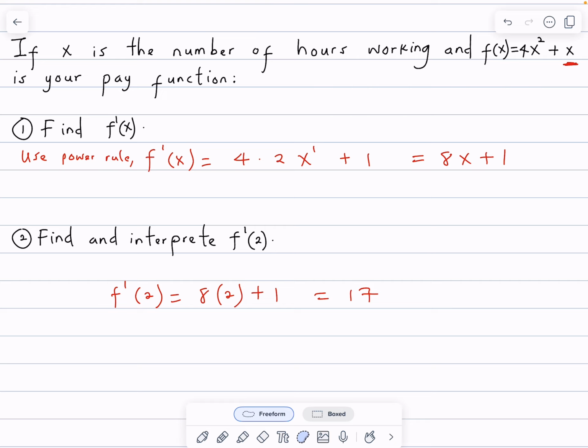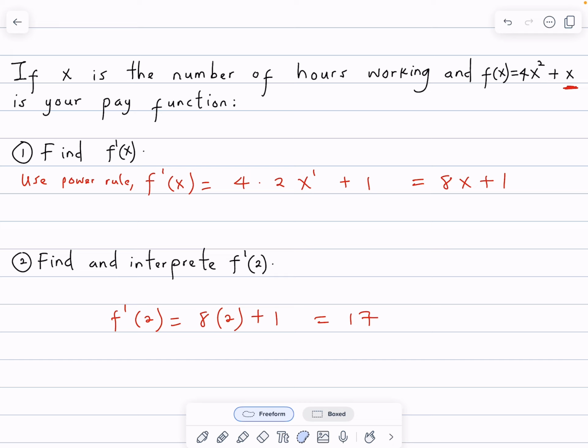So this actually means that if I spend 2 hours working, right? The 2 hours is coming from the 2 here. If I spend 2 hours working, it means that my pay for working 1 more hour is going to be $17. That's what f prime of 2 equals 17 means. It means if I spend 2 hours working, that condition must be there, my pay for working 1 more hour is going to be $17.